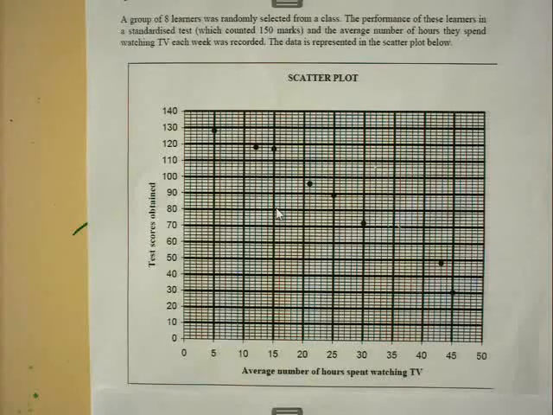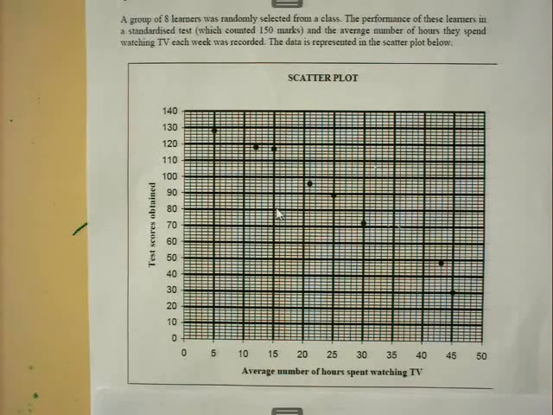The performance of these learners in a standardized test, which counted 150 marks, and the average number of hours they spent watching TV each week was recorded. You see, we've got two sets of data: the test scores for the learners and the average number of hours that the learners spent watching TV. So we are going to establish whether there is a relationship between the two sets of data. The first set of data, scores obtained by the learners. Second set of data, the number of hours these learners spent watching TV.